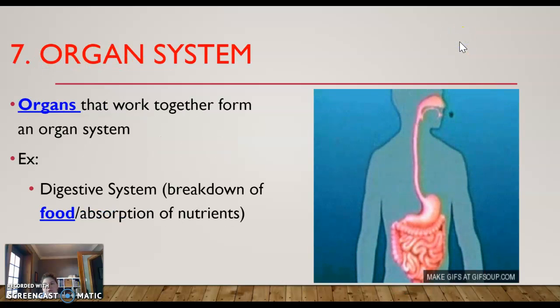Organ systems. Oftentimes organs work together in order to perform a function. And when organs work together, they are known as an organ system. A specific example would be your digestive system, which requires the esophagus, stomach, and intestines, all in order to digest and absorb nutrients for the body.